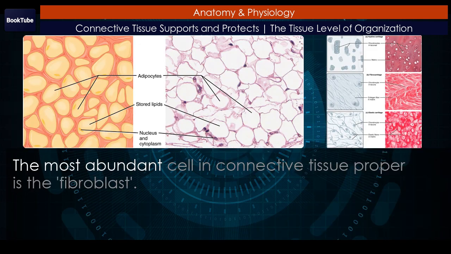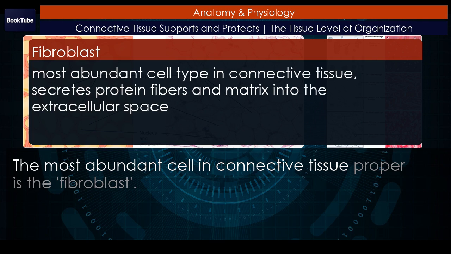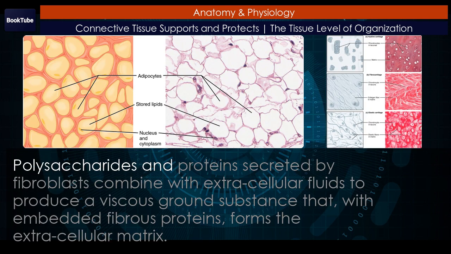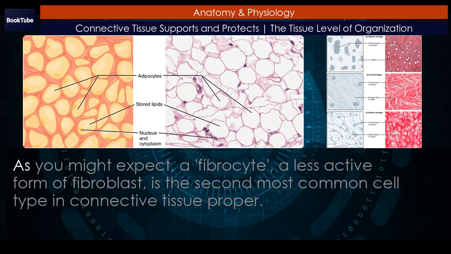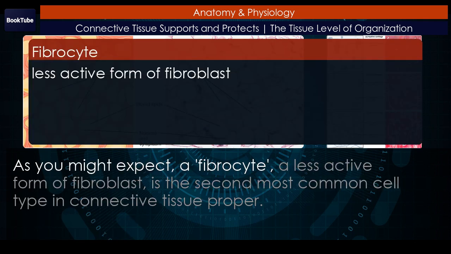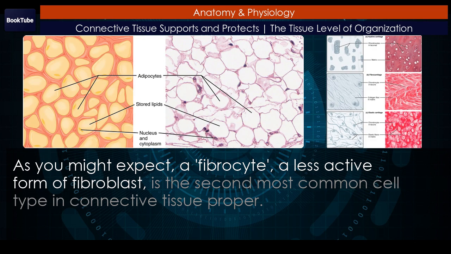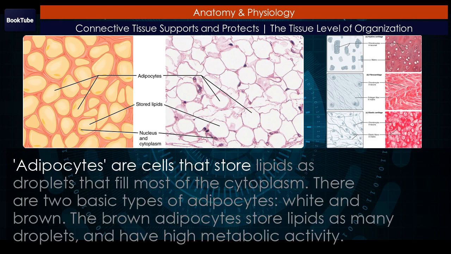Cell types. The most abundant cell in connective tissue proper is the fibroblast. Polysaccharides and proteins secreted by fibroblasts combine with extracellular fluids to produce a viscous ground substance that, with embedded fibrous proteins, forms the extracellular matrix. As you might expect, a fibrocyte, a less active form of fibroblast, is the second most common cell type in connective tissue proper. Adipocytes are cells that store lipids as droplets that fill most of the cytoplasm.